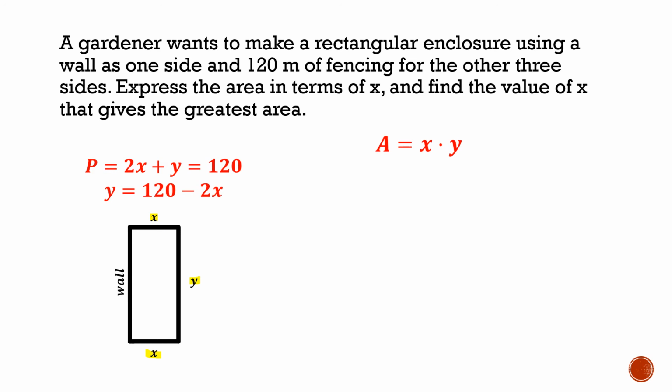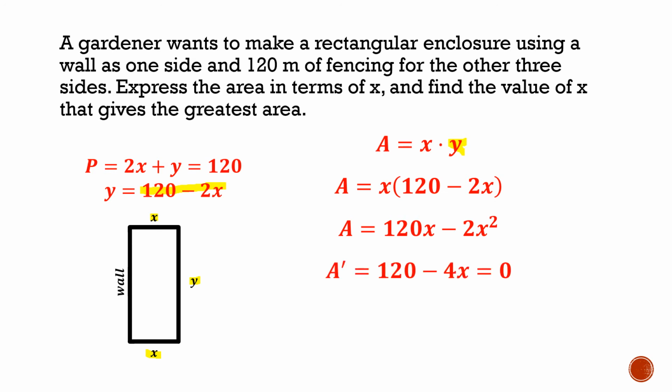Now, remember, I don't want to have two variables when trying to optimize, so I'm going to take out this y, and I'm going to replace it with this 120 minus 2x. So I get area equals x times (120 minus 2x). Now, if I distribute it in, I get area equals 120x minus 2x squared, and that is my area in terms of x. Now, if I want to find the x value that gives me the greatest area, I must optimize it, which means I have to find the derivative.